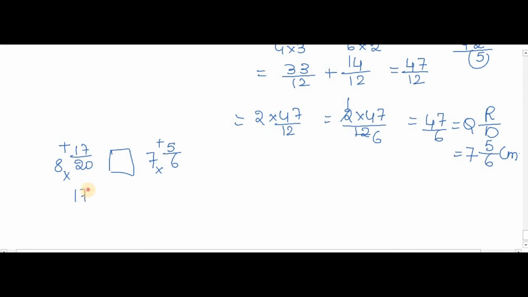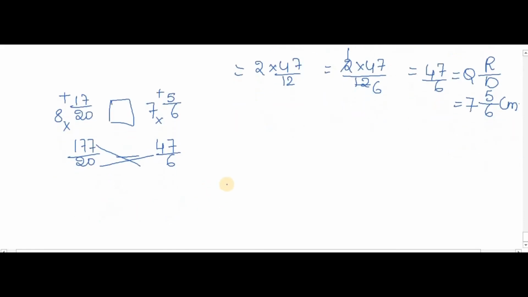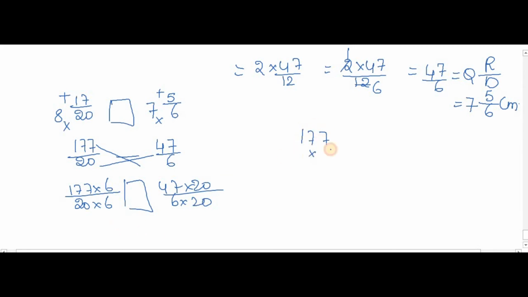8 twenties are 160 plus 17 is 177/20. And 7 sixes are 42 plus 5 is 47/6. So we can go for cross multiplication here. 177 into 6 by 20 into 6, and 47 into 20 by 6 into 20. Now 177 times 6: 6 sevens are 42, 42 plus 4 is 46, 6 plus 4 is 10. So 1062/120. This is the perimeter of the triangle.